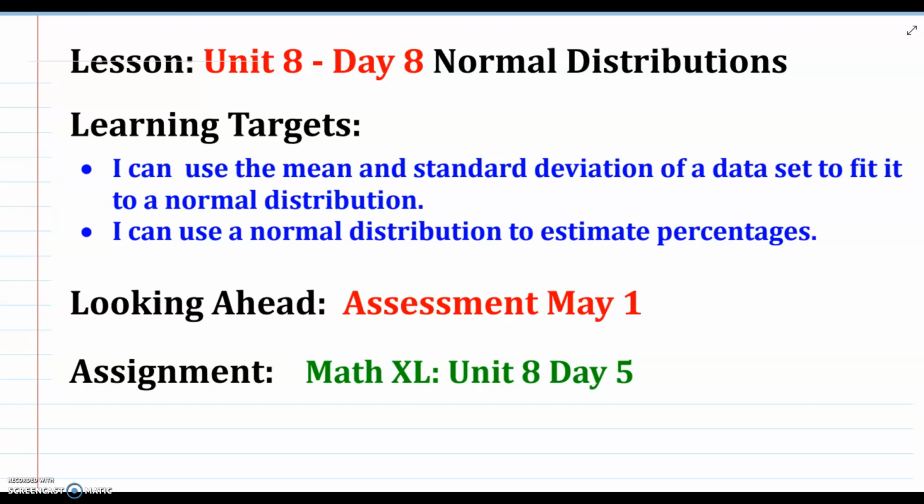Today we're going to be talking about normal distributions. It's an application of both mean and standard deviation on a data set, and so you will see how that works together. You'll be using normal distribution to be able to come up with percentages, and this will come in handy, especially for those of you that are potentially going into business, because stats is one of those topics.